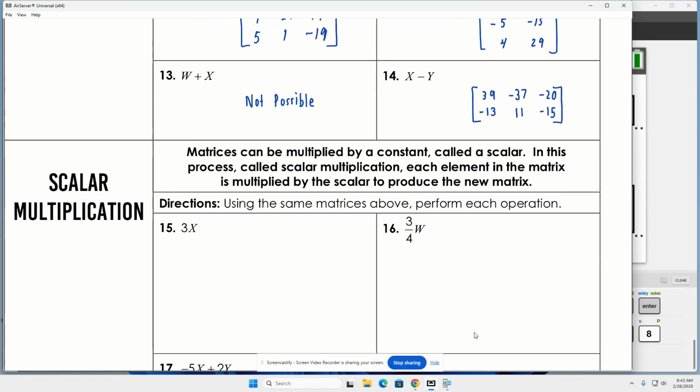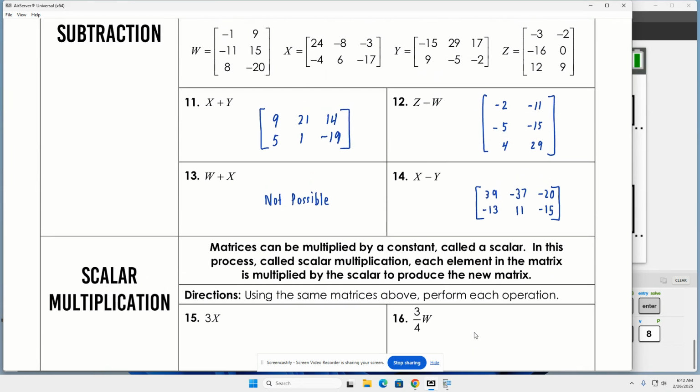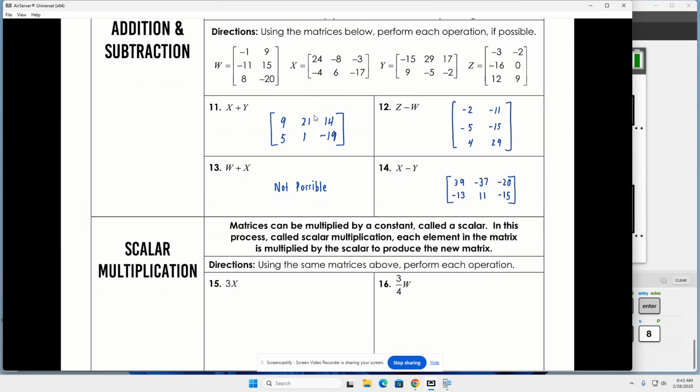Now, I told you that tomorrow we will be multiplying matrices. I'm not saying we're not multiplying with matrices today, but tomorrow we're actually going to take a matrix and multiply it by another matrix. Today, we're going to do what we call scalar multiplication. Scalar multiplication is not multiplying matrices. It's multiplying a matrix by a number.